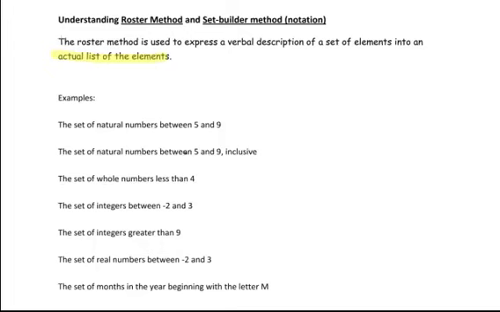Let's look at a few examples. In the first example, we need the set of natural numbers between 5 and 9. Now, in the roster method, the elements are enclosed within curly brackets. So let's start with opening up a curly bracket. What are the natural numbers between 5 and 9? Well, they are 6, 7, and 8. So that's our set. We have written out the set of natural numbers between 5 and 9.